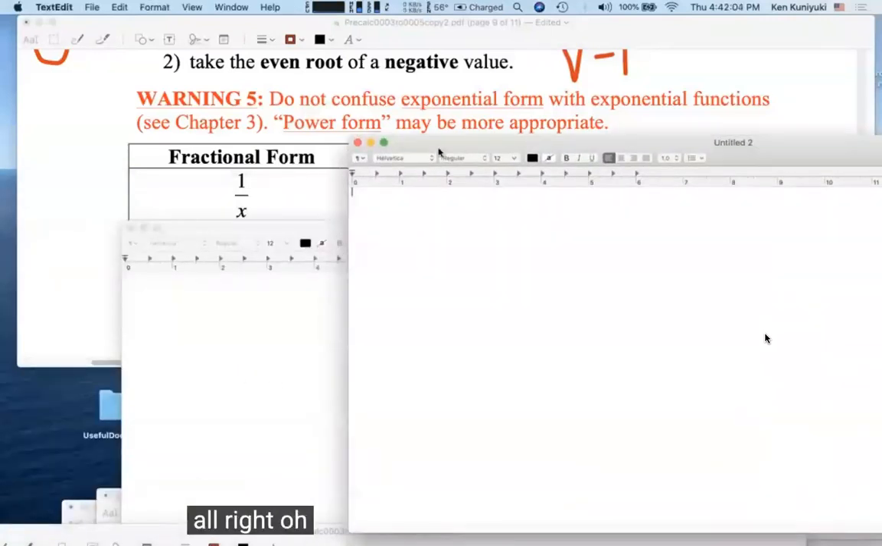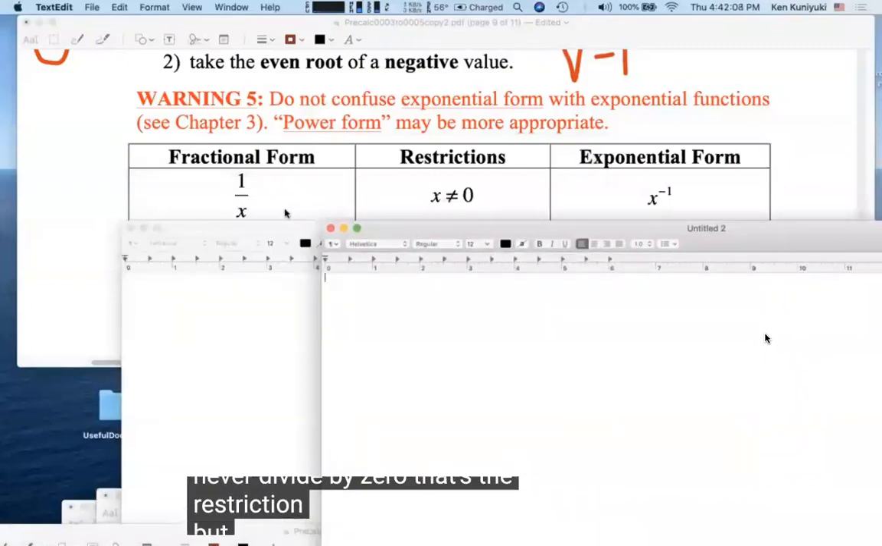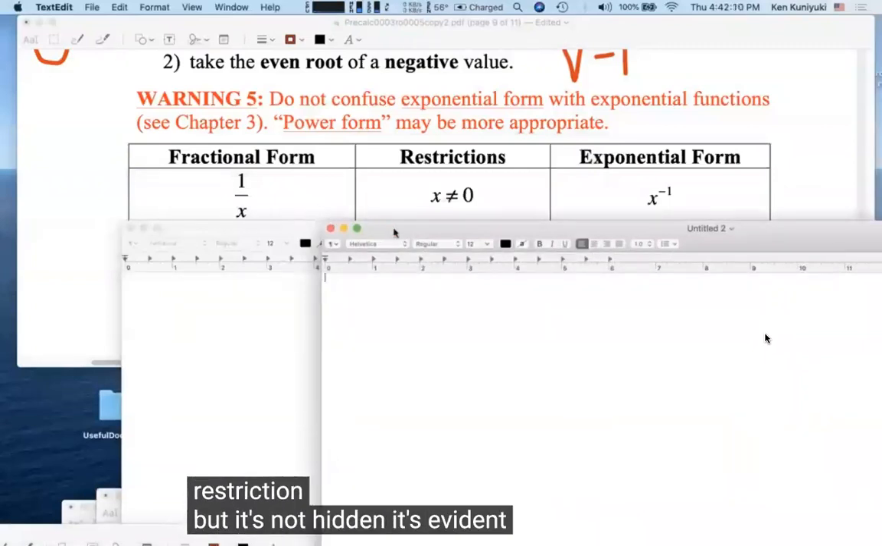All right. Oh, and x cannot be 0. You never divide by 0. That's the restriction. But it's not hidden. It's evident.